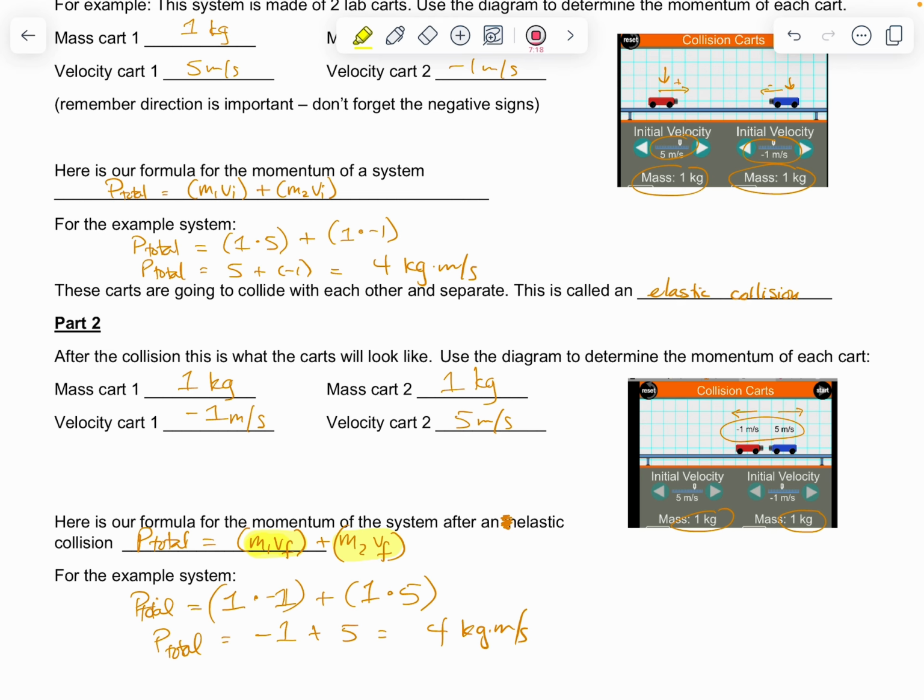So if we're paying attention, before the collision we had 4 kilogram meters per second. After the collision we also had 4 kilogram meters per second. But the velocity changed, right? The velocity went up for 1 cart and changed direction, went down for 1 cart, changed direction. So our velocity is changing, but our total momentum is staying the same.